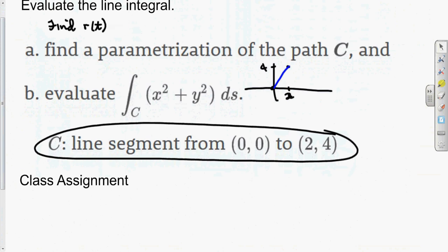So r of t is equal to what? t. It's a line segment. You can't square it. That'll be a parabola. 2t. Very good. Right? Because it does say it's a line segment, so you can't use squares and all that type of thing, right? So wouldn't that path, r of t, give us what we want? From (0, 0) to (2, 4).